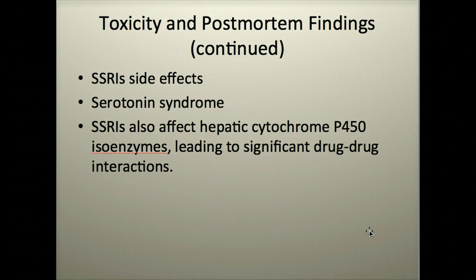SSRIs also affect the hepatic cytochrome P450 isoenzymes. The most studied is CYP2D6, which shows polymorphism in populations. When a compound inhibits CYP2D6, an extensive metabolizer can become a poor metabolizer. This enzyme catalyzes hydroxylation reactions of antidepressants, antipsychotics, analgesics, and cardiovascular drugs. Therefore, significant drug-drug interactions can occur when the ingestion of SSRIs occurs.